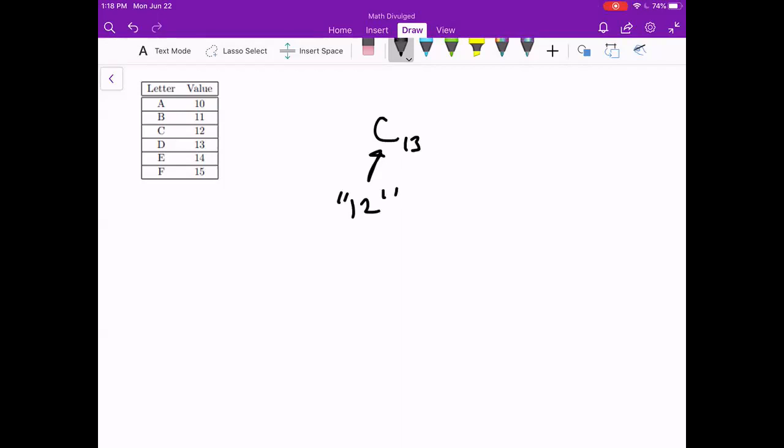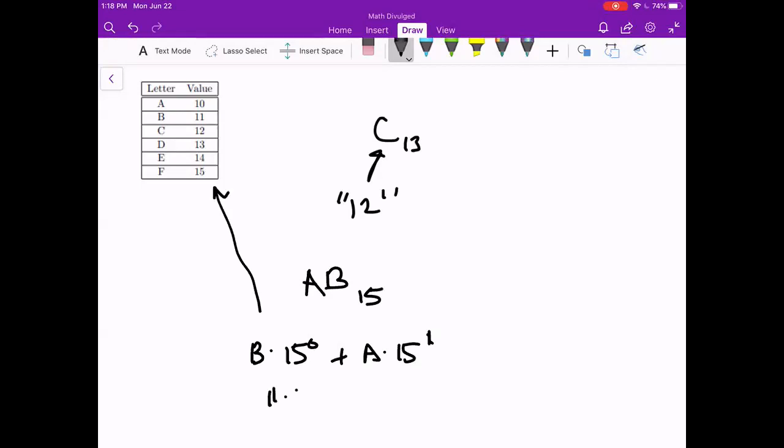So let's say we're trying to convert something from, let's say we have a base 15 number, BA. If we want to convert this back to base 10, well, this would just be B times 15 to the 0 plus A times 15 to the first. And if we look back at this table, B is equal to 11, so that's 11 times 15 to the 0. And A is equal to 10, so that's 10 times 15 to the first. So this is just 11 plus 150, which is 161.